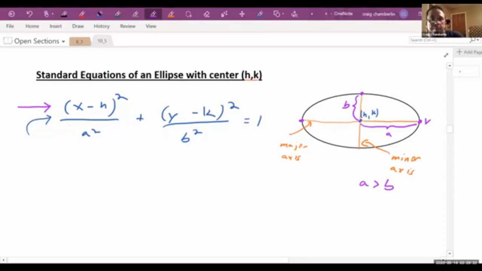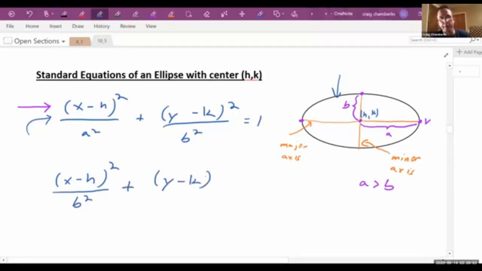The other one we consider is if you rotate this one 90 degrees, then the long axis becomes vertical. And you get the equation x minus h quantity squared over b squared, so a squared and b squared switch places, plus y minus k quantity squared over a squared.